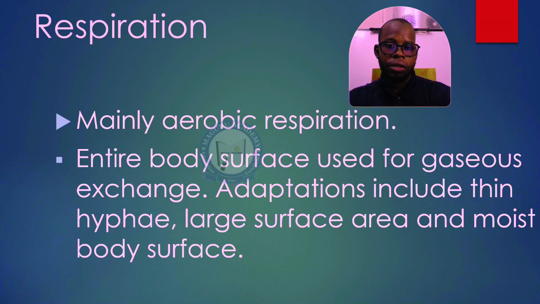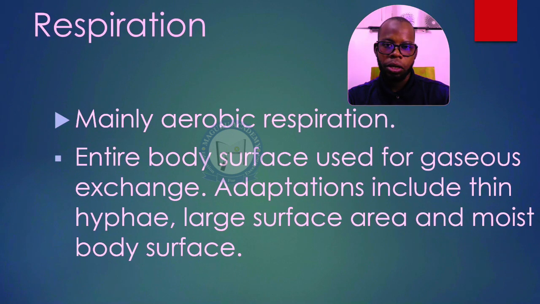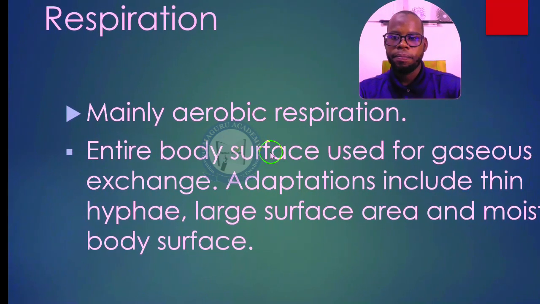The entire body surface is used for gaseous exchange. Why can it respire aerobically? We have adaptations. It has thin hyphae, large surface area, and moist body surfaces. Moist means it contains oxygen, so it can respire through aerobic respiration. So in simple terms, the mode of respiration is aerobic respiration.